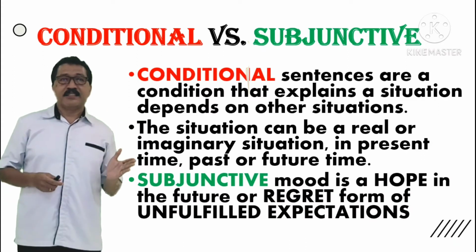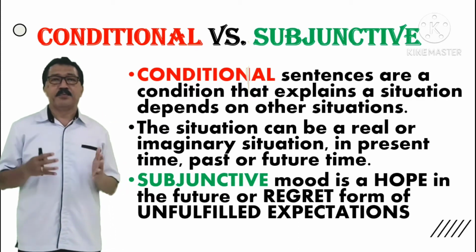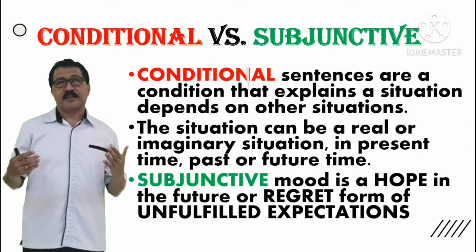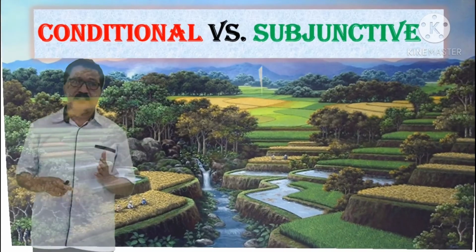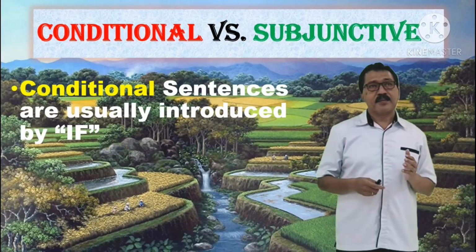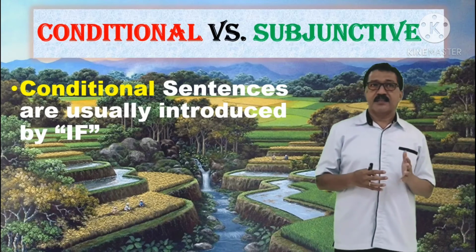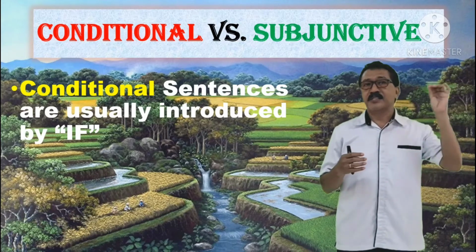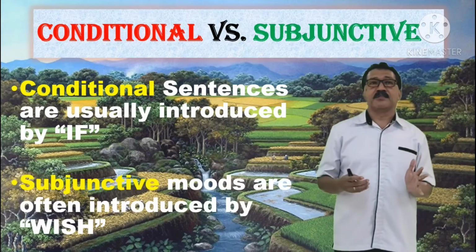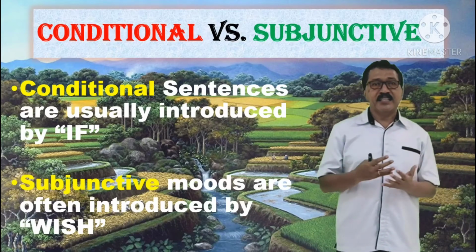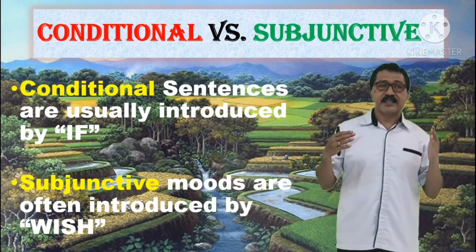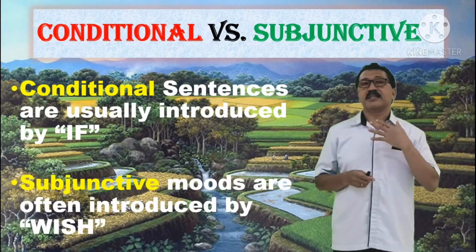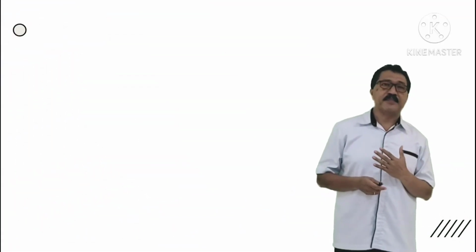How about subjunctive? Subjunctive mode is a hope in the future or regret form of unfulfilled expectations. So this is the definition of subjunctive. And next, conditional sentences are usually introduced by saying if, or if clause. We know in general it is also called if clause. And subjunctive modes are often introduced by saying wish, or we know as subjunctive wish. So this is the definition of conditional and subjunctive.